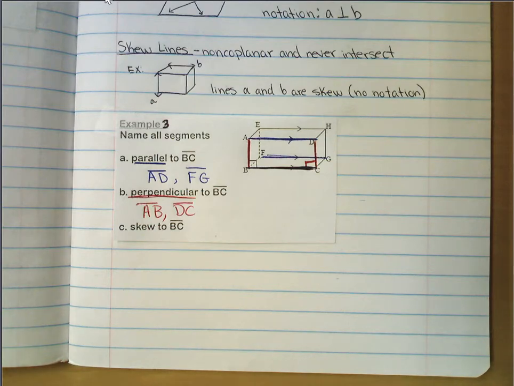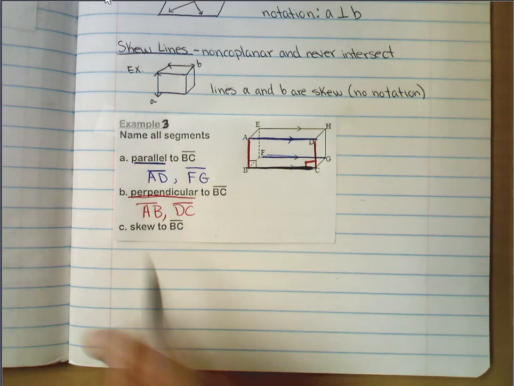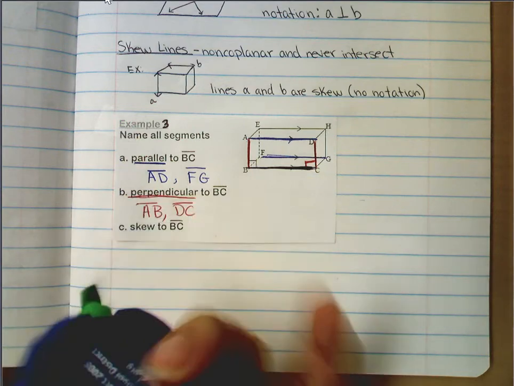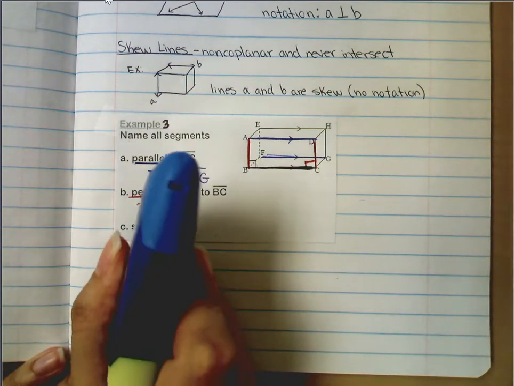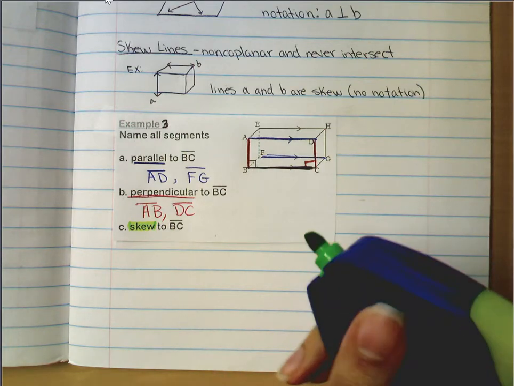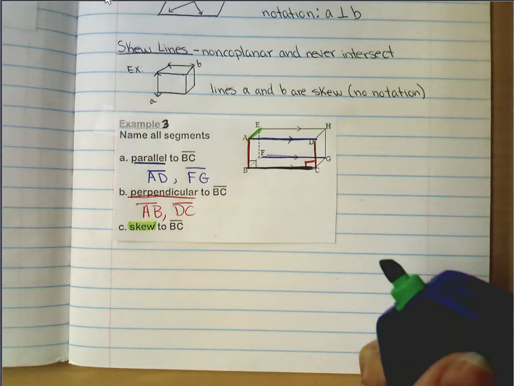And the last one is going to be skew. So skew means that it's non-coplanar and it never intersects. So I'm going to do this one in green. For this one, non-coplanar is going to be everything that's left over, pretty much. So I'm going to have AE. It's going to be 1.